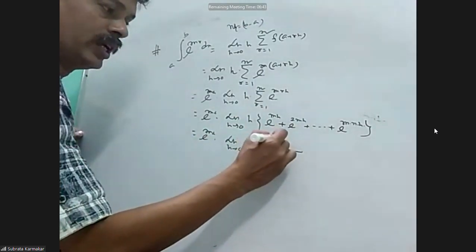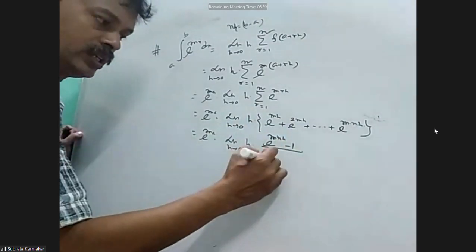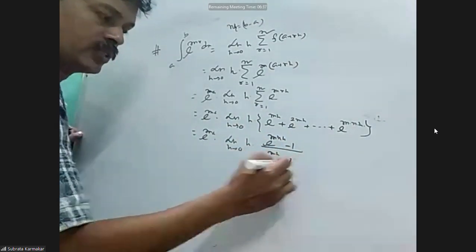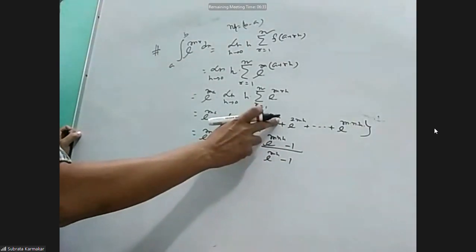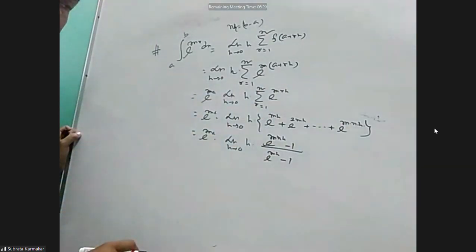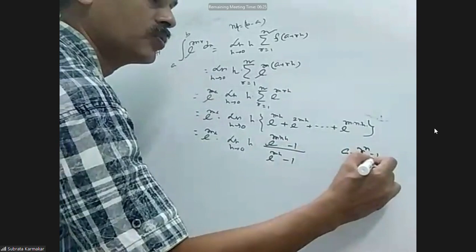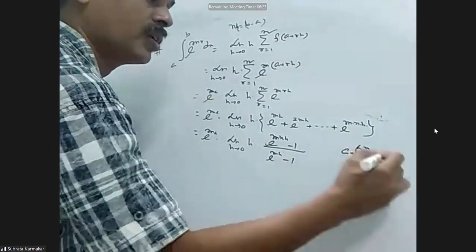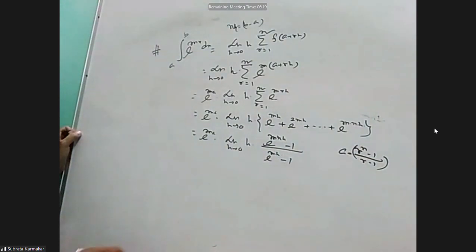e^(mnh) minus 1 by e^(mh) minus 1, a geometric progression with common ratio e^(mh). What is the GP series sum formula? a into (r^n minus 1) by (r minus 1). Here, what is a? The first term, e^(mh). Clear?